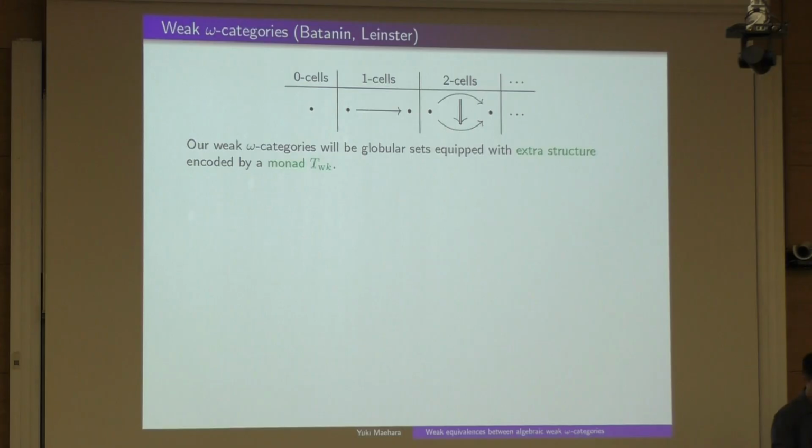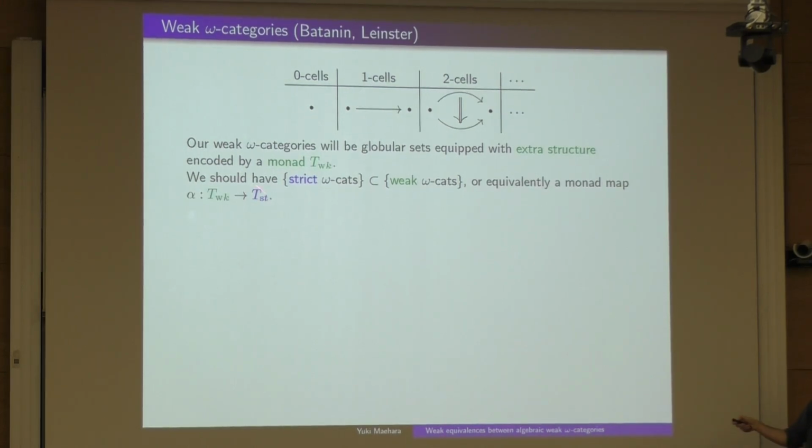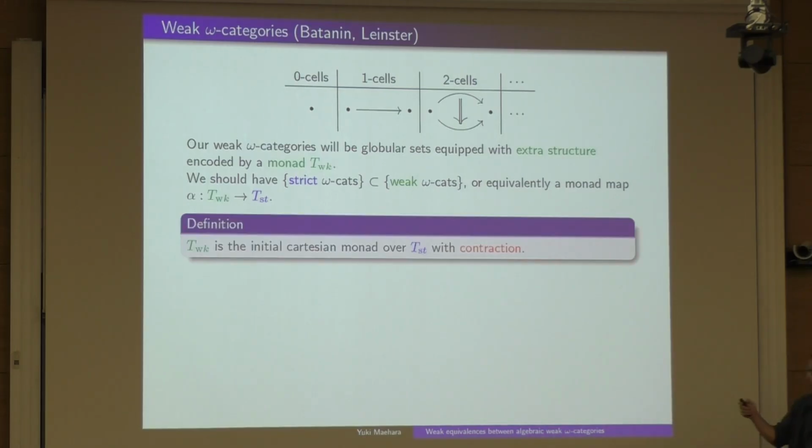So one thing we can say is that whatever this notion of weak omega category is, we want the strict omega categories to be a special case of these weak ones. So at the level of monads, there should be a monad map going the other way from T weak to T strict, where T strict is the monad for strict omega categories on the same category of globular sets. So the way we define this pair, T weak and alpha, is that T weak is the initial cartesian monad over T strict with contractions.